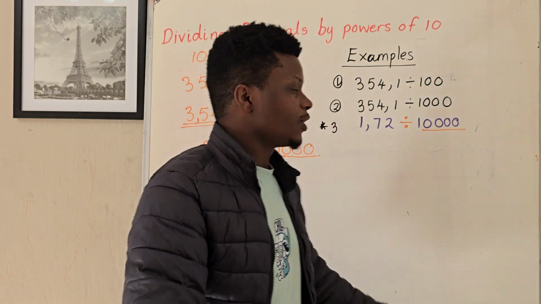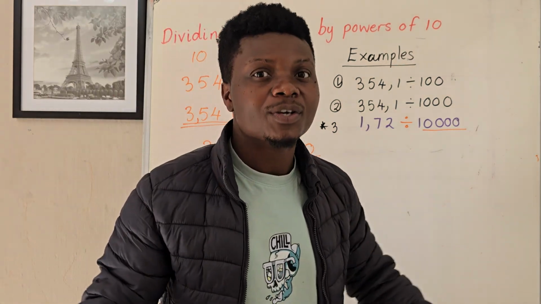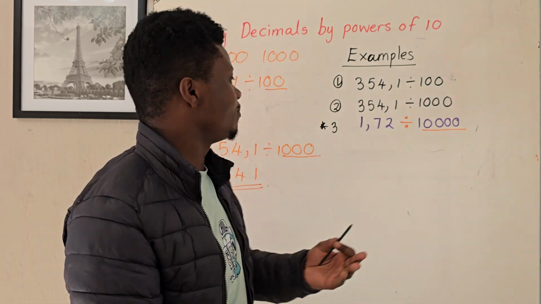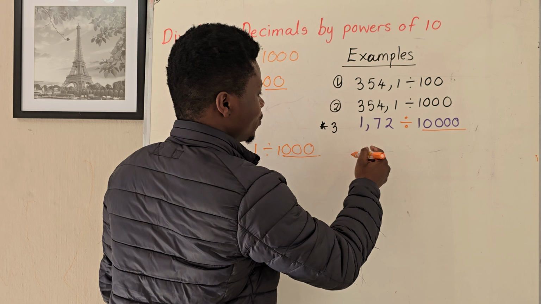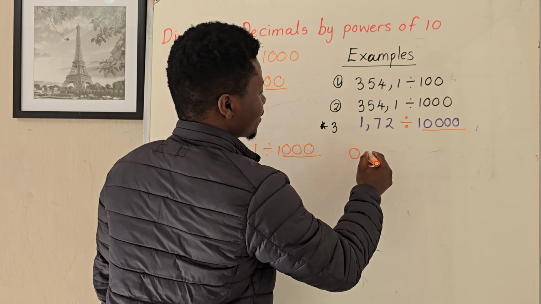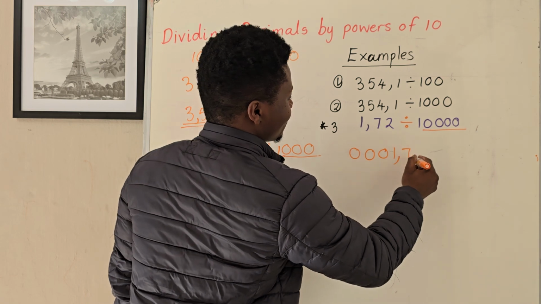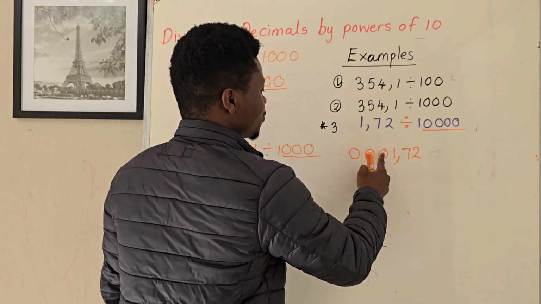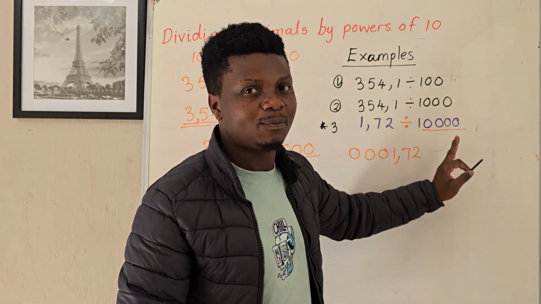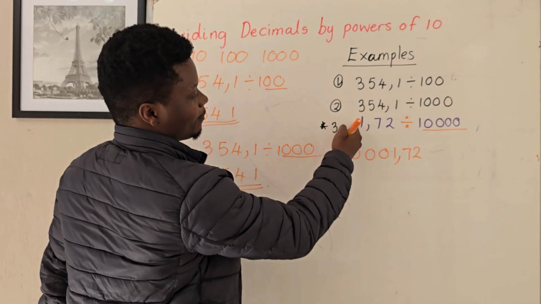But ask yourself, do you have 4 places to the left? No, you only have 1. So what do I do now? You have to insert some extra zeros to the left so that the comma can move. I want to have 1, 2, 3, 4 places. So I'm going to say 0, 0, 0, 1.72. Notice that I now have 4 places because I had 1 place to the left. But since there are 4 zeros, I'm going to move 4 places to the left. I had to insert 3 zeros so that we have 4 places to the left.